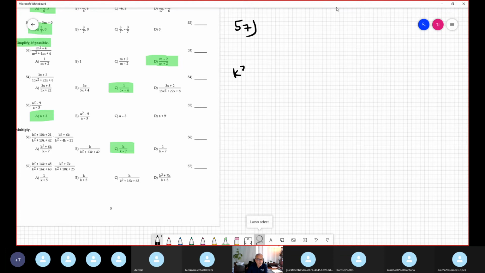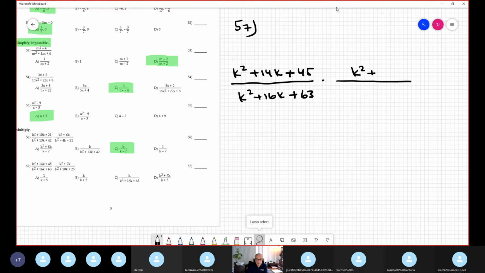k squared plus 14k plus 45 divided by k squared plus 16k plus 63, times k squared plus 7k and k squared plus 10k plus 25. Oh, it's easy. It's similar. Let's do it. Trinomial, regular.